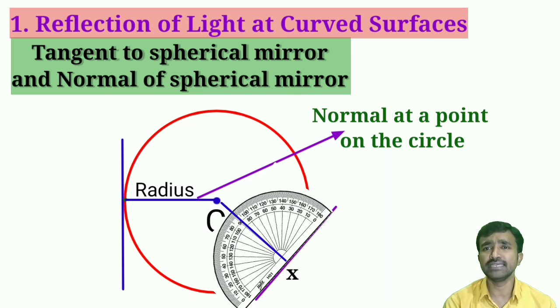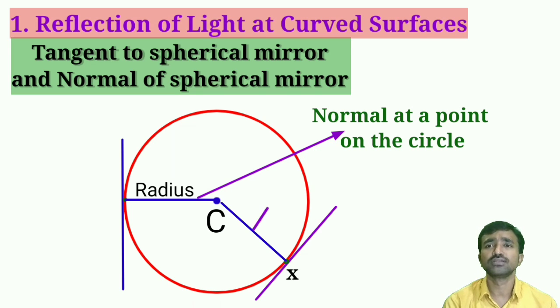So any radius drawn from the center to the curve is called the normal at that point. Simply, we can take the point of incidence, join it with the center, and use this as the normal. I hope this is clear to you.